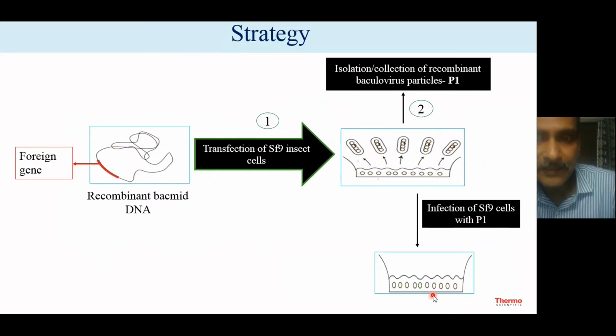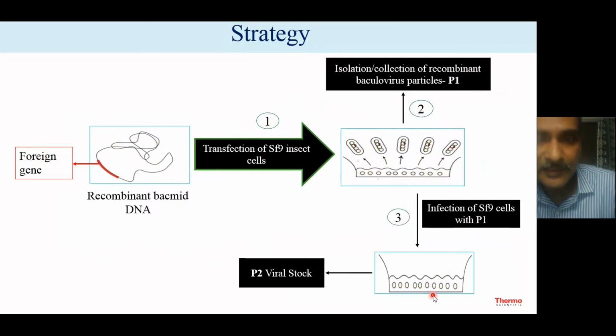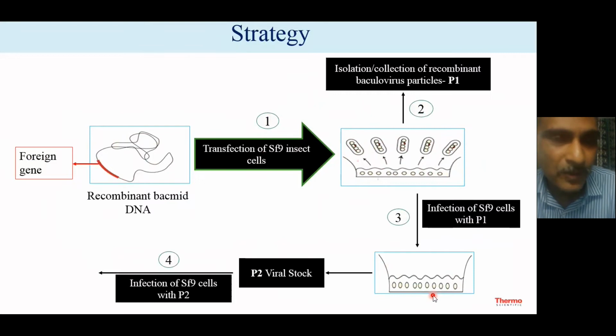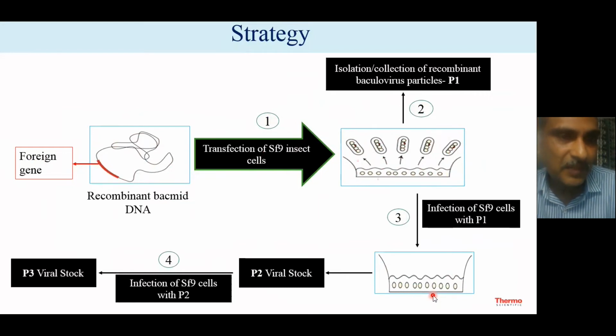Then again, once they divide and burst open the cells, we collect the second, P2, viral stock, and then use this P2 viral stock to infect more cells. Like this we have to amplify, increase the titer of the virus. And once we have the high titer P3 viral stock, we are ready to infect a large volume of cells to produce our protein. For example, we collected 1 liter of P3 stock. Now we have to produce protein.